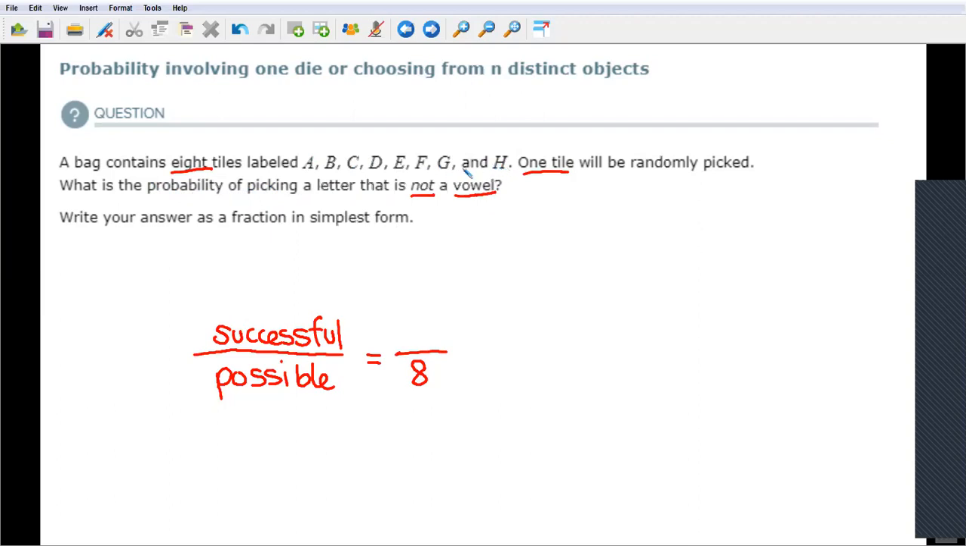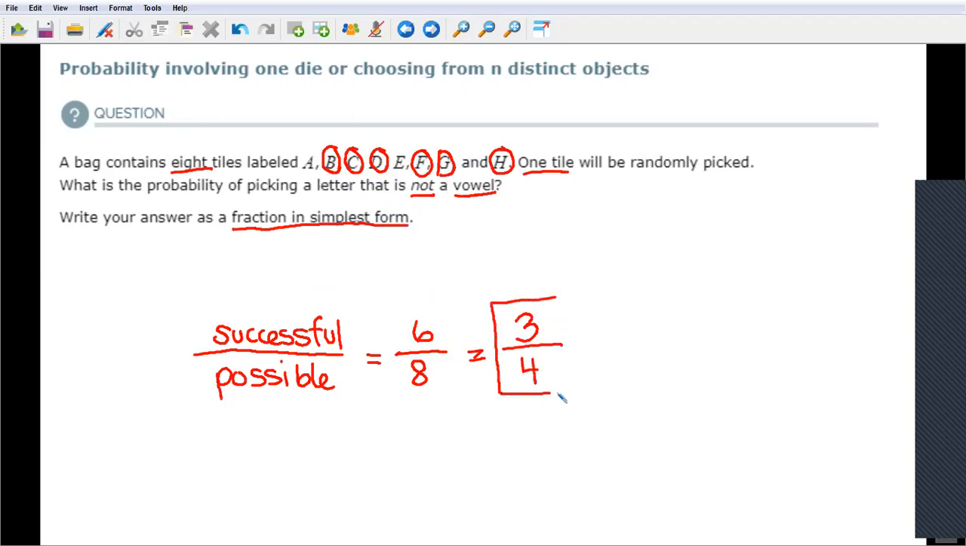So if you go through the 8 letters that you're shown here, it might be beneficial to circle or underline the letters that are not vowels. So if you take a look here, B, C, D, and then F, G, and H are all not vowels. A and E are the only vowels you have there. So if you take a look at how many different outcomes you could have that would result in you not picking a vowel, that would be 6. Now here's when the fraction in simplest form comes into play, because 6/8 is not simplified. We need to reduce that fraction and turn it into 3/4.